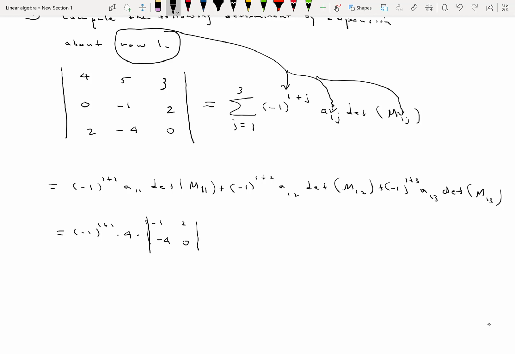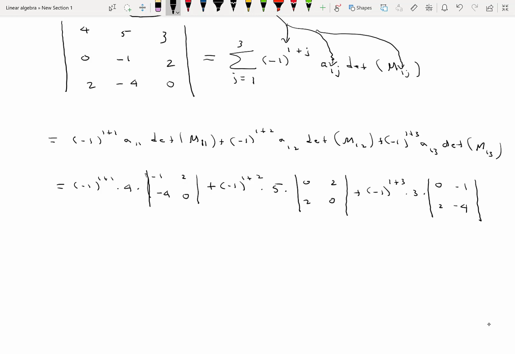Okay. Then next term, -1 to the 1 plus 2. a1,2 is 5, times the determinant of the matrix whose entries are obtained by removing row 1 and column 2. So you get 0, 2, 2, 0. And finally plus -1 to the 1 plus 3. a1,3 is 3. First row, third column. Determinant, remove first row, third column. So 0, -1, 2, -4. Okay.